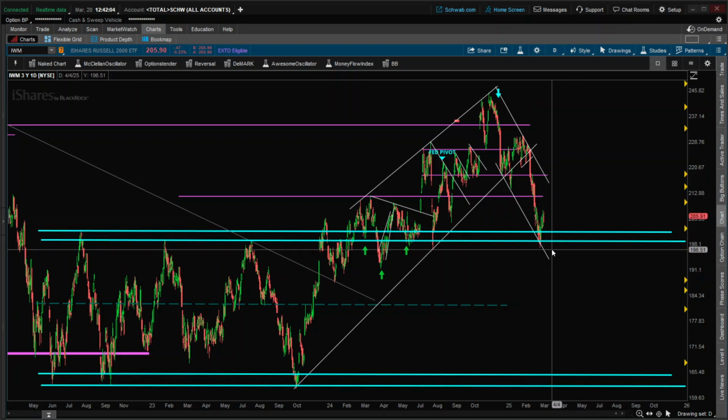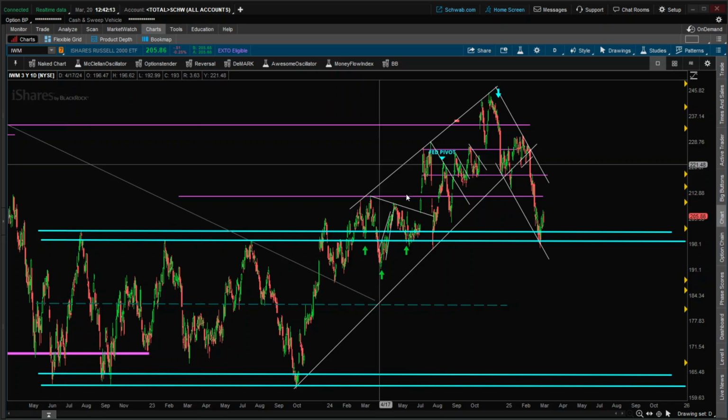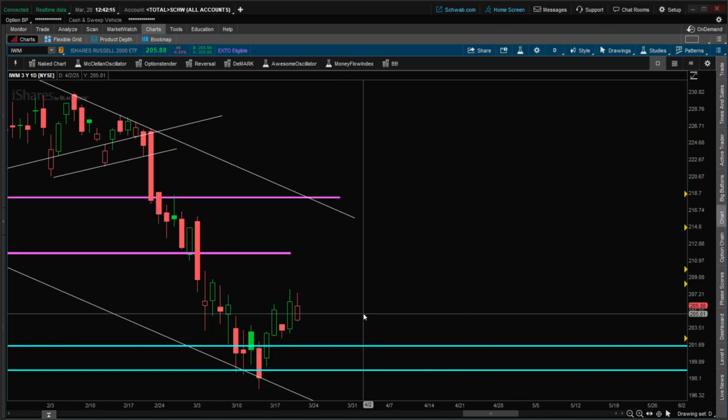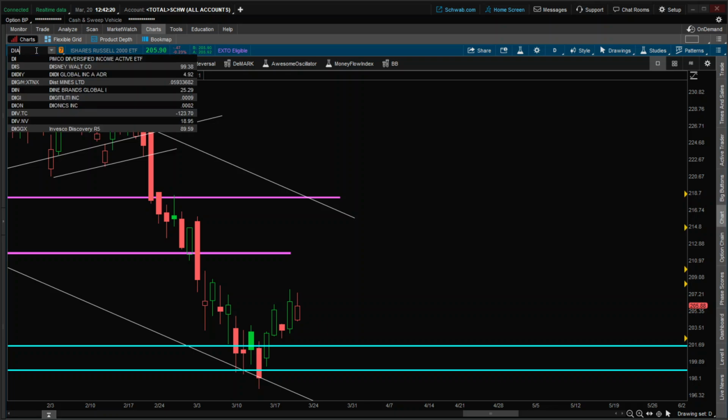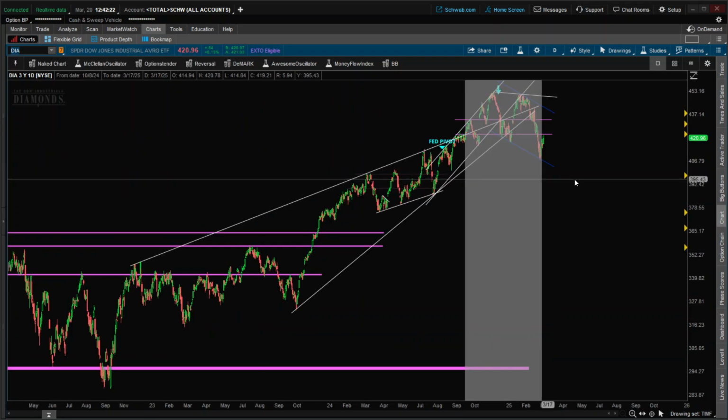So if we start to break down underneath, it'd probably be a quick whipsaw with positive divergence on the daily time frame. Again, I'm looking for these to hold. We'll see what happens here. So far, an inside day, just like the rest of the indices. So tomorrow's going to be very telling.